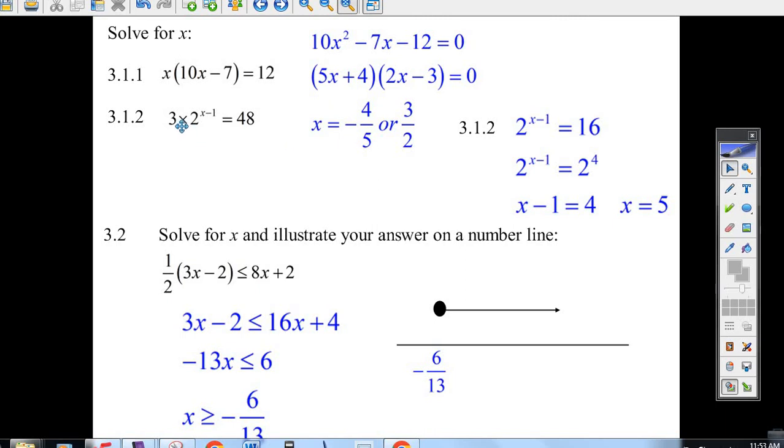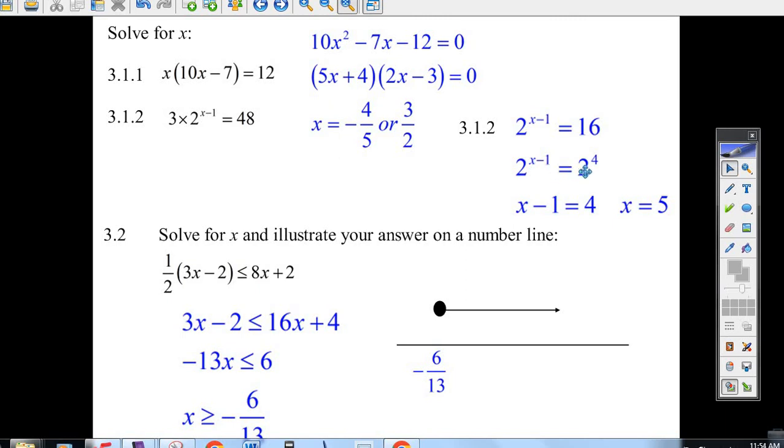Now this exponential equation: it's 3 times 2 to the x minus 1 equals 48. Well, you'd like that multiplying 3 to go away and just be left with 2 to the x minus 1. So what you do is you divide both sides by 3, and 48 divided by 3 is 16. And 3 divided by 3 cancels and gives you 1. But 16 is a power of 2, so that's the whole idea with exponential equations: make the base the same.